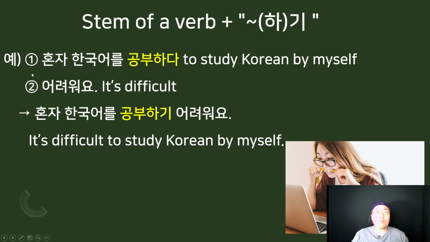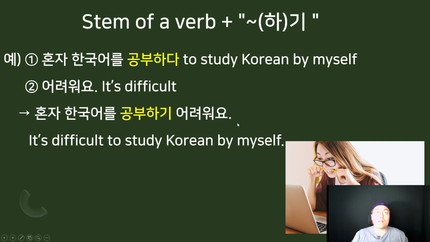Okay, let's take a look. Number one, 혼자 한국어를 공부하다. To study Korean by myself. Number two, 어려워요. It's difficult. When we put things together, 혼자 한국어를 공부하기 어려워요. Yeah, we can also say that. It's difficult to study Korean by myself. 혼자 한국어를 공부하기 어려워요.